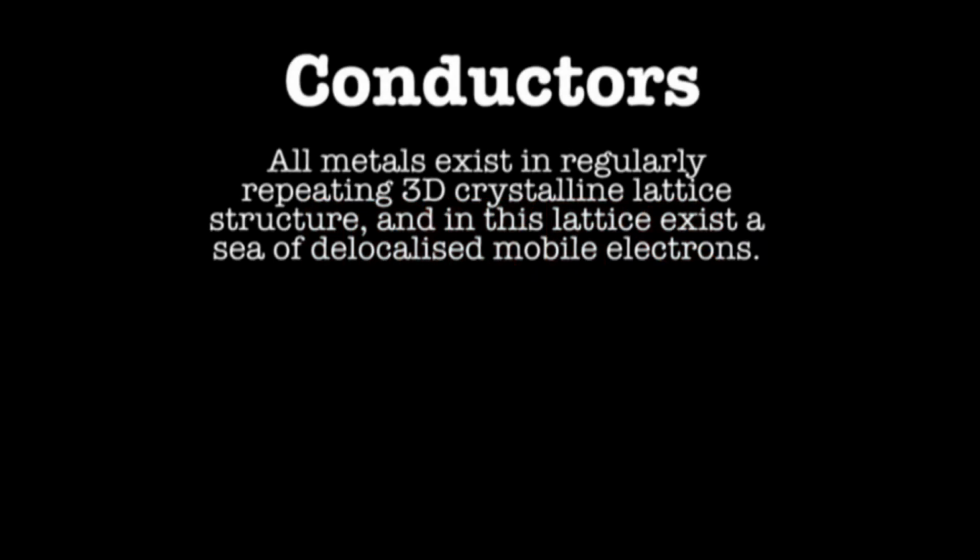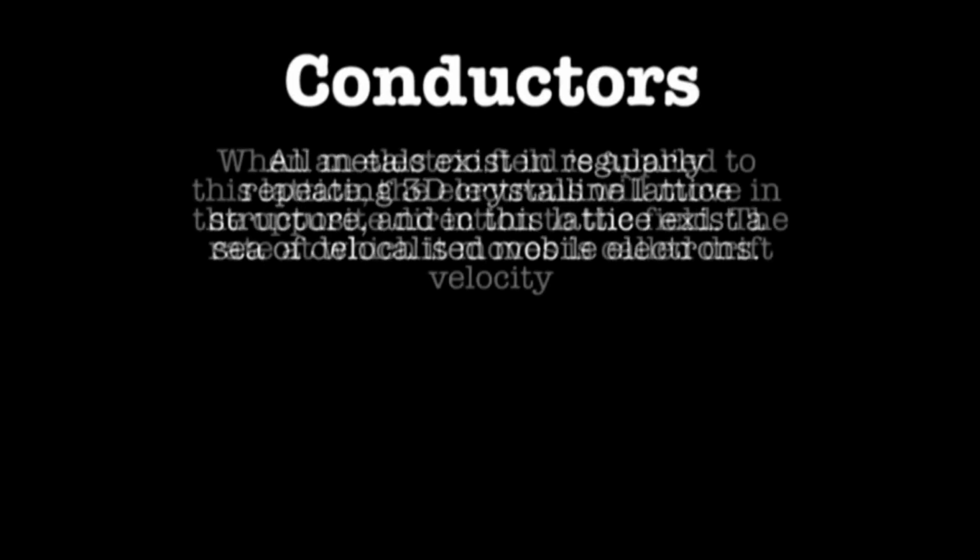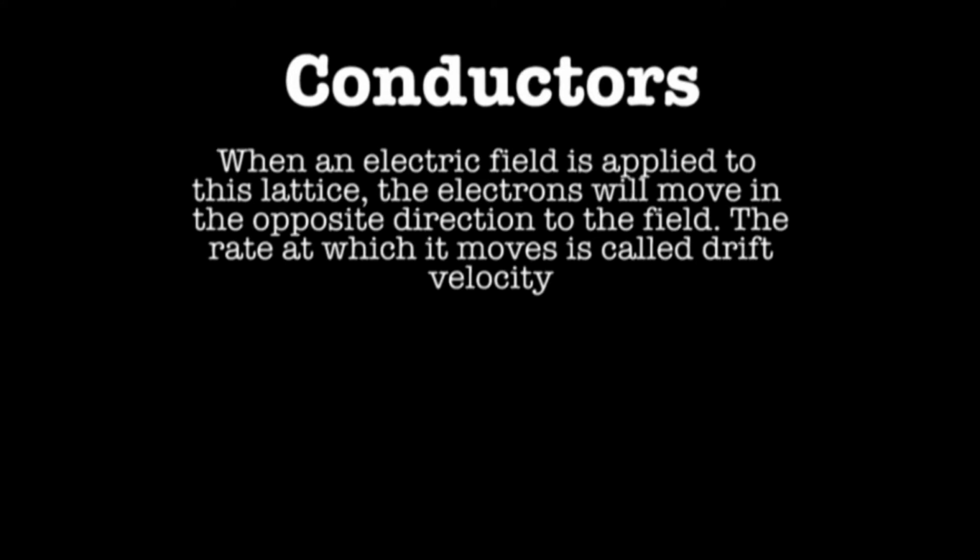All metals exist in a regularly repeating 3D crystalline lattice structure, and in this lattice exists a sea of delocalized mobile electrons. When an electric field is applied to this lattice, the electrons will move in the opposite direction to the field. The rate at which it moves is called drift velocity.